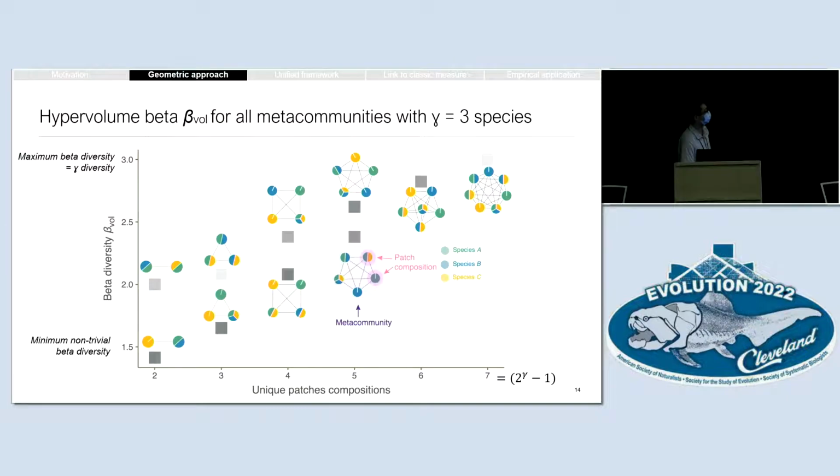And we can see that for all the possible combinations of the metacommunities with 3 species, we see a very nice linear scaling of how it increases as we add more unique patch compositions. In addition, we also see variations of beta diversity, even with the same number of unique patch compositions. And this is what we expect. For example, a patch with species A would be more similar to a patch with species AB than to a patch with species BC. So this hypervolume really captures these spatial variations, even with the same number of unique patch compositions.